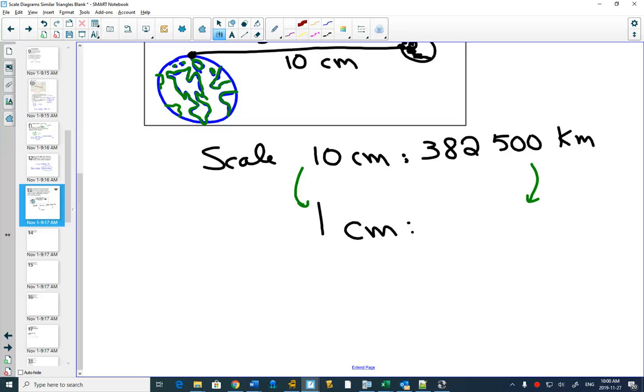If 10 centimeters is 382,500, what would I have to do to find 1 centimeter? I'd have to divide by 10. So 1 centimeter, dividing by 10 here as well, that just takes off 1 zero. And you get that 1 centimeter is 38,250 kilometers. And that would be an appropriate scale for the diagram that we have.